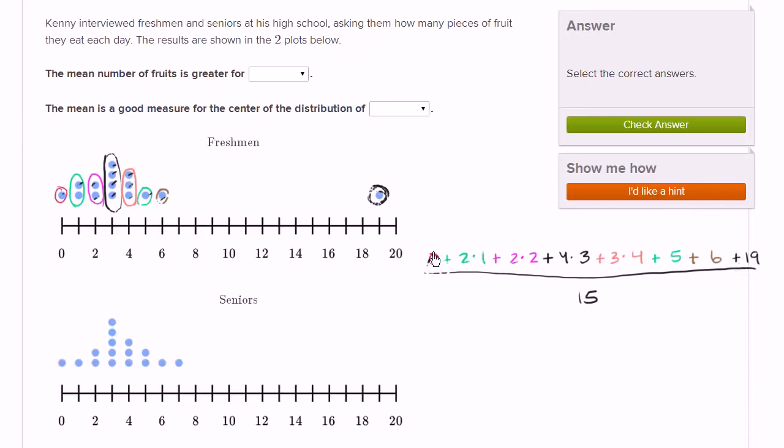So this is just going to be 0. This is going to be 2. This is going to be 4. This is going to be 12. My pen is really acting up. It's almost like it's running out of digital ink or something.